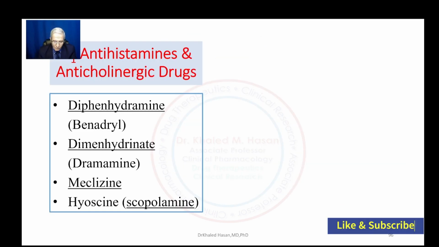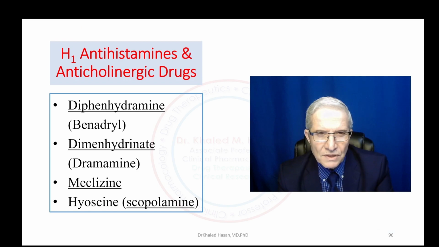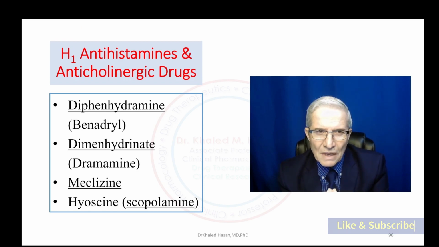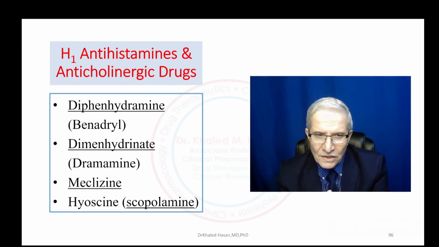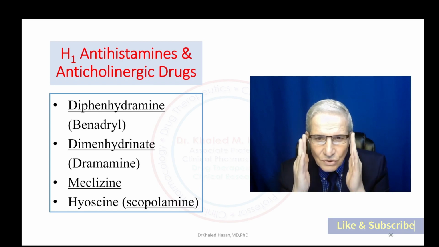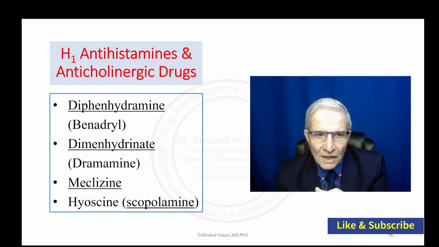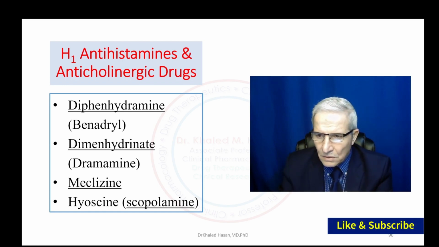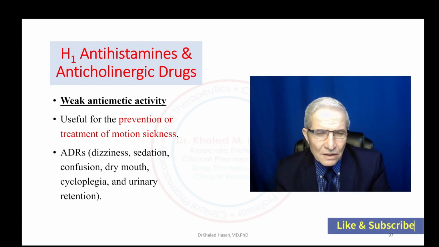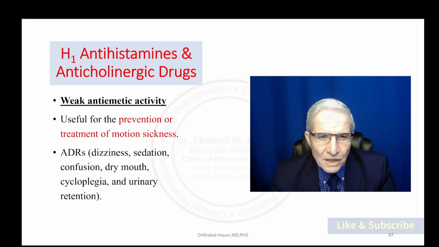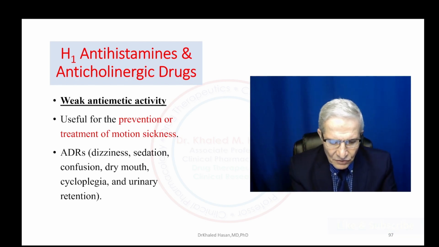Okay, start with the first group of medication. You can see the list here. We have antihistamine and anticholinergic drugs. For antihistamine, you can see diphenhydramine, the brand name Benadryl. Then we have dimenhydrinate, Dramamine the brand name, and meclizine. Moving to the last one on the list here, hyoscine or scopolamine. This medication is considered to carry both effects, antihistamine and anticholinergic. This slide tries to tell us that this medication is considered a weak antiemetic.